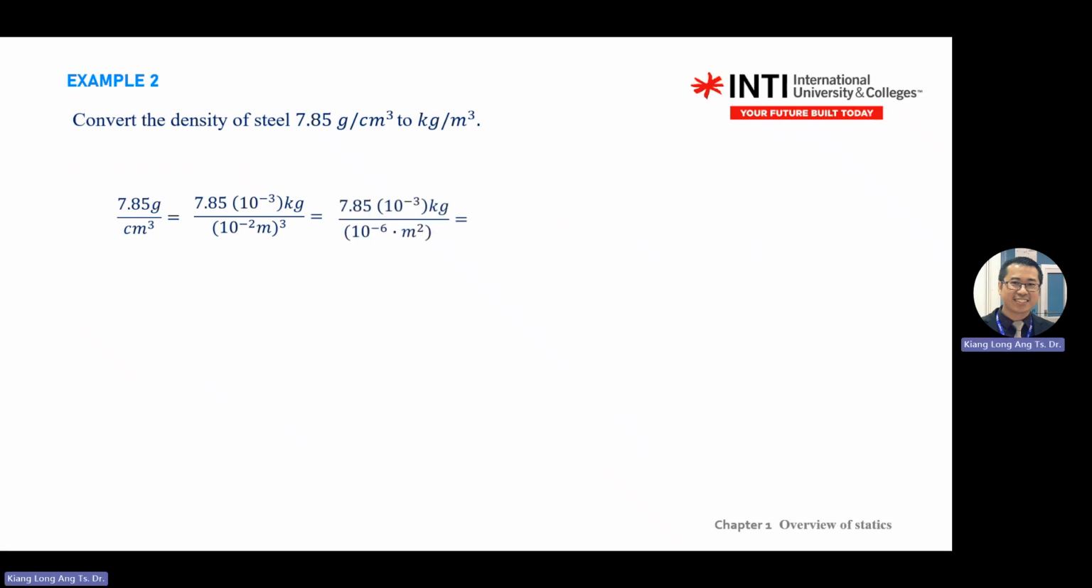I start to use a dot just to separate. If you don't use the dot, it's also correct. It's just to separate the things. So the final answer is 3.85 × 10 power 3 kilogram over meter cube.